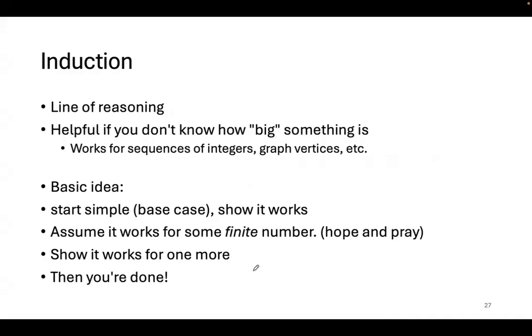So the basic idea with an induction proof is we start really simple, start with a base case and show that it works. Then we assume that it works for some finite number. So some number down the line, we don't necessarily specify what it is. We say up to there, let's assume that it works. And then we want to show just that additional step, show that it works for one step more. And then that's it, we're done.